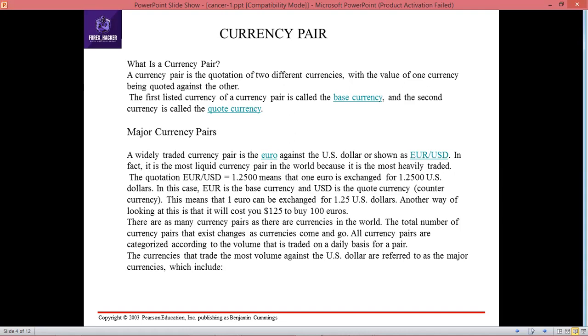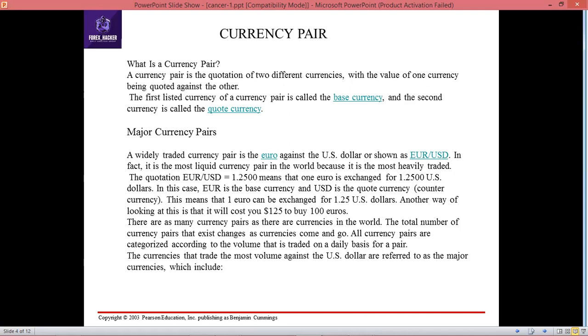So there are as many currency pairs as there are currencies in the world. The total number of currency pairs that exist changes as currencies come and go. All currency pairs are categorized according to the volume that is traded on a daily basis. So now we categorize these currency pairs into major and minor, according to the amount of volume, the amount of people trading that currency every day. You understand? So currency pairs that are traded the most against the US dollar are referred to as the major currency pairs.